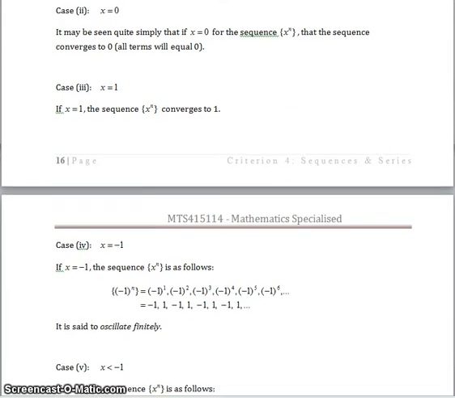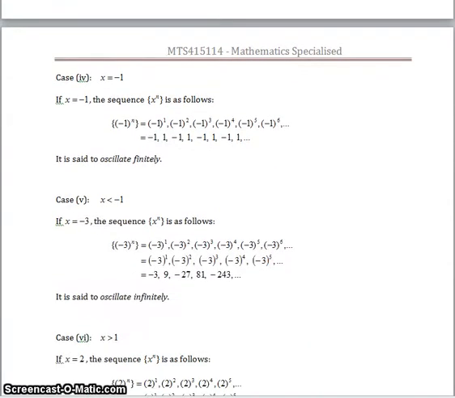The fourth case: if x equals negative 1, then each term alternates positive and negative based on odd and even powers. And so this one is said to oscillate finitely, finitely because it is a finite value. It's all negative 1 and 1, negative 1 and 1, consistently alternating.